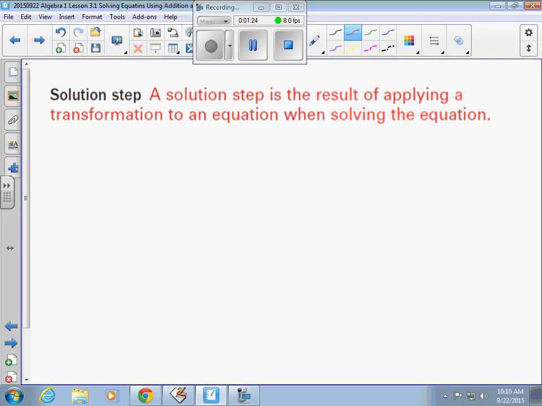A solution step is every time in a problem you write something different. For example, the one I said a second ago, x plus 3 is 6. That's the original problem. When we write the next step as x equals 3, that's after subtracting 3 on both sides, again, which we'll talk about in just a minute. This is a solution step. This is a one-step equation. It shows the transformation from x plus 3 equals 6 to x equals 3. It doesn't show the operation. It doesn't show the subtraction of 3, which we'll do in a minute, but it shows the solution step.